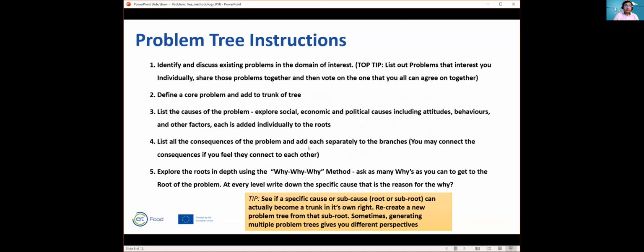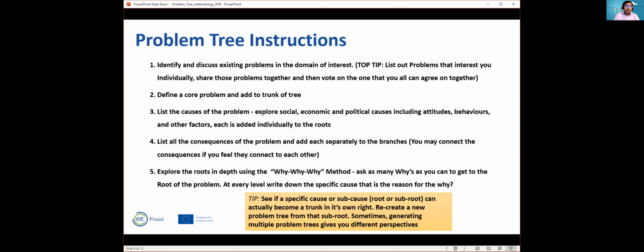So if you look at the tree, I've listed some instructions that are going to help you do the problem tree in a very systematic way. First of all, the best start is to identify and discuss existing problems in the domain of interest. You do this by listing out the problems that interest you individually, share those problems together, and then vote on the one that you can all agree on. Then you define a core problem and add to the trunk of the tree that this is the problem we have chosen, and you start with the trunk. You always start with the trunk.